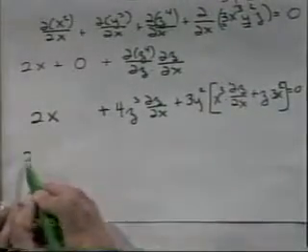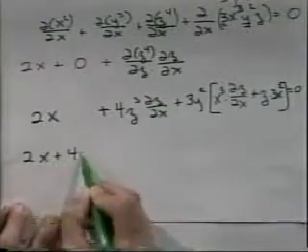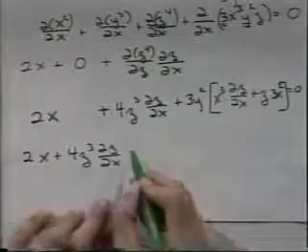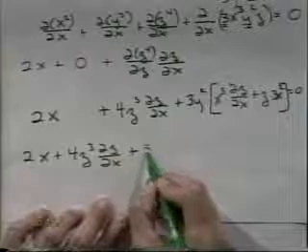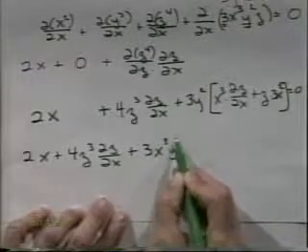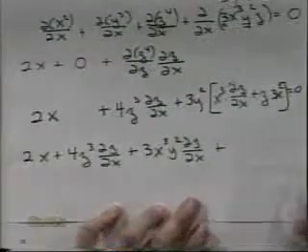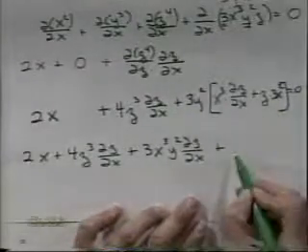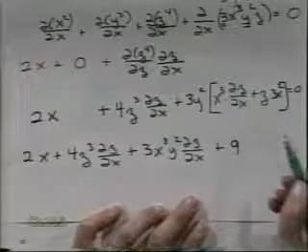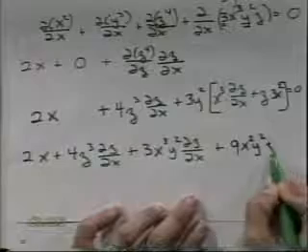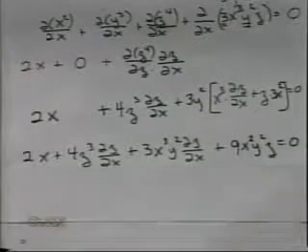Okay, we're getting a little spent. Writing this out, I have 2x plus 4z cubed partial of z with respect to x plus 3x cubed y squared partial of z with respect to x. I'm just doing the distributive property. This one times this one is 3 times 3 is 9x squared y squared z equals 0.